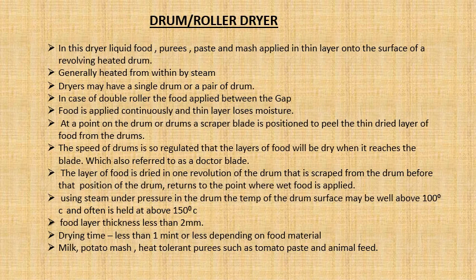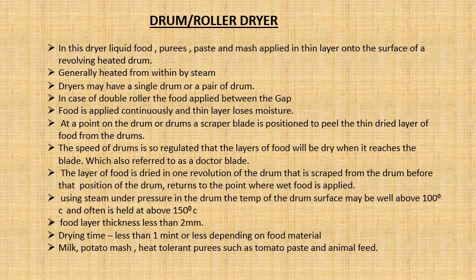Next, it is the drum or roller dryer. In this, liquid foods, purees, pastes, or mash are dried using this kind of dryer, generally heated from within by steam. So dryers may have a single drum or a paired drum. In the case of a double drum, the food is applied in the gap between the two drums. Food is applied continuously and the thin layer loses moisture.